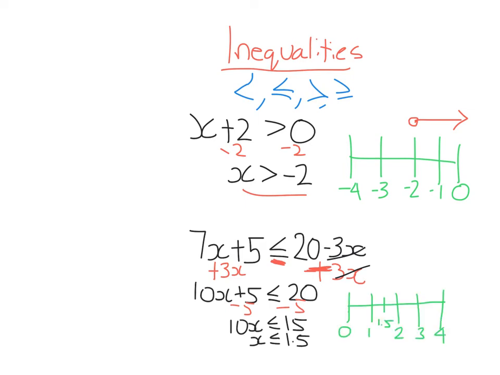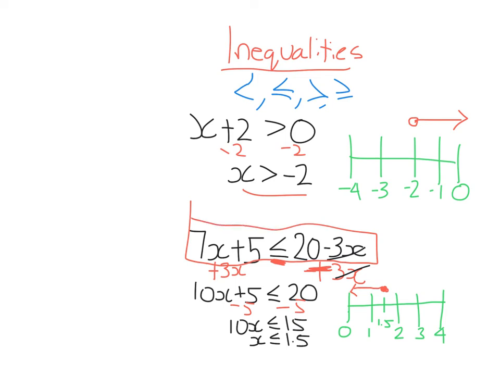Once again, I can display the solutions on a number line. This time I'm including 1.5 because it's less than or equal to. So I colour in the circle, and because it was less than, I'm going to go the opposite direction this time to the left. And that's what the number line will look like. So any value for x that is less than or equal to 1.5 will make this original inequality a true statement.